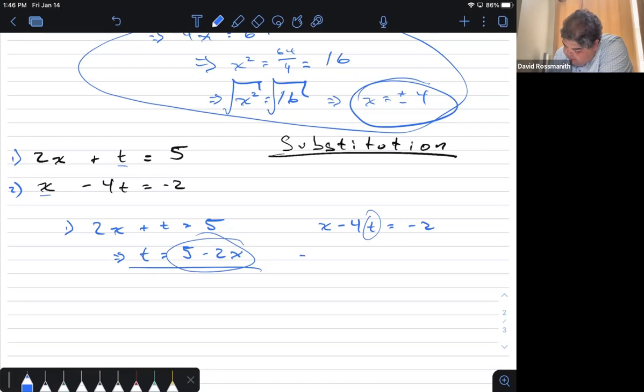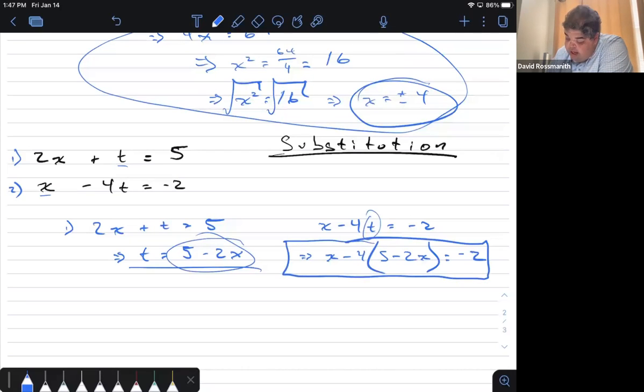So, okay, let's write it. x minus 4 times, well, instead of t, I write 5 minus 2x. And then I finish out the equation, equals -2. And now something magic just happened. Now all of a sudden I'm left right there with an equation that has only one unknown. No longer are there two unknowns in this equation. And math says I can solve an equation that has only one unknown in it. Perfect. So I could get an answer for x.